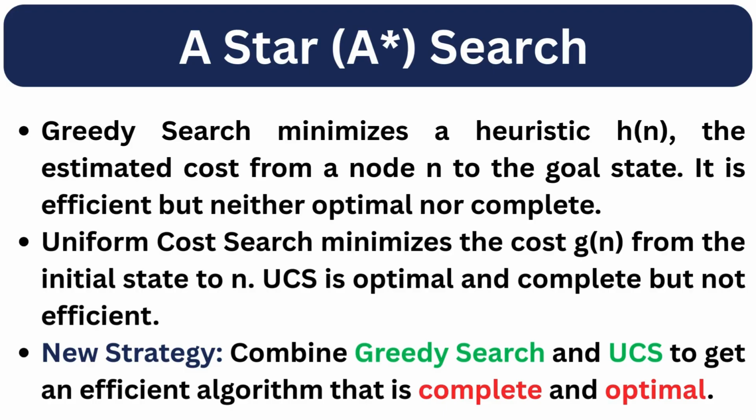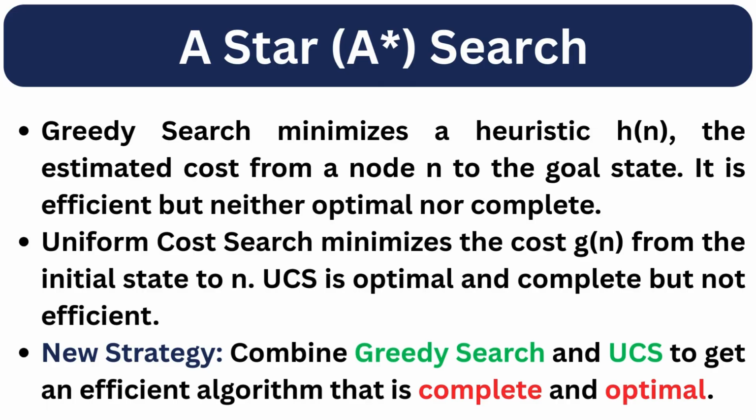We discussed greedy search in the last lecture. Greedy search minimizes a heuristic function, the estimated cost from a node to the goal state. It is efficient but neither optimal nor complete. We also discussed uniform cost search in uninformed search algorithms that minimizes the cost g of n from the initial state to the n. Uniform cost search is optimal and complete but not efficient. So one algorithm minimizes the heuristic function while the other minimizes the actual cost.